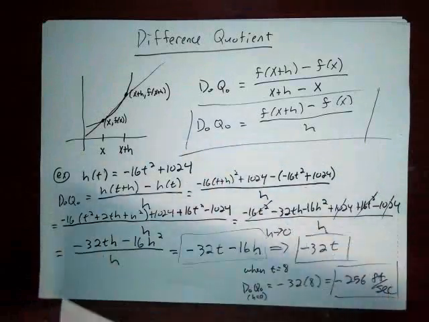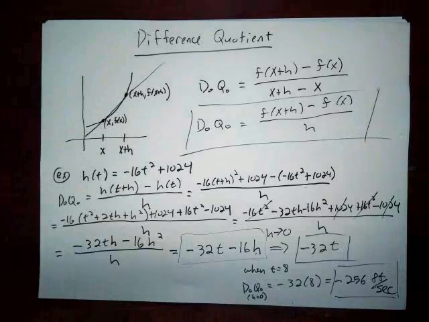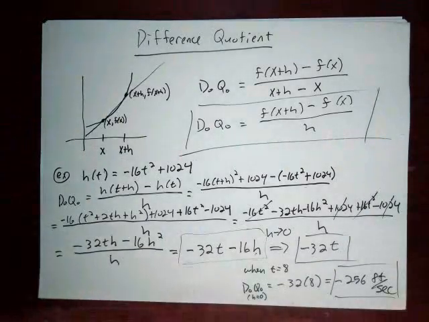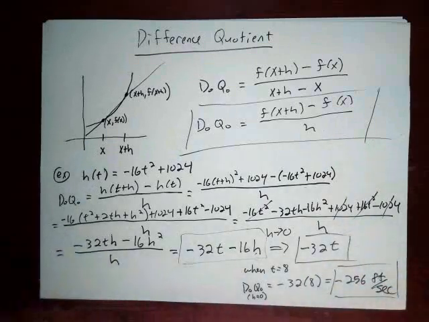And so that's how this difference quotient is helpful. And we're going to be using that in the next chapter to calculate the derivative. And the derivative is actually the instantaneous rate of change of a function at a particular point.